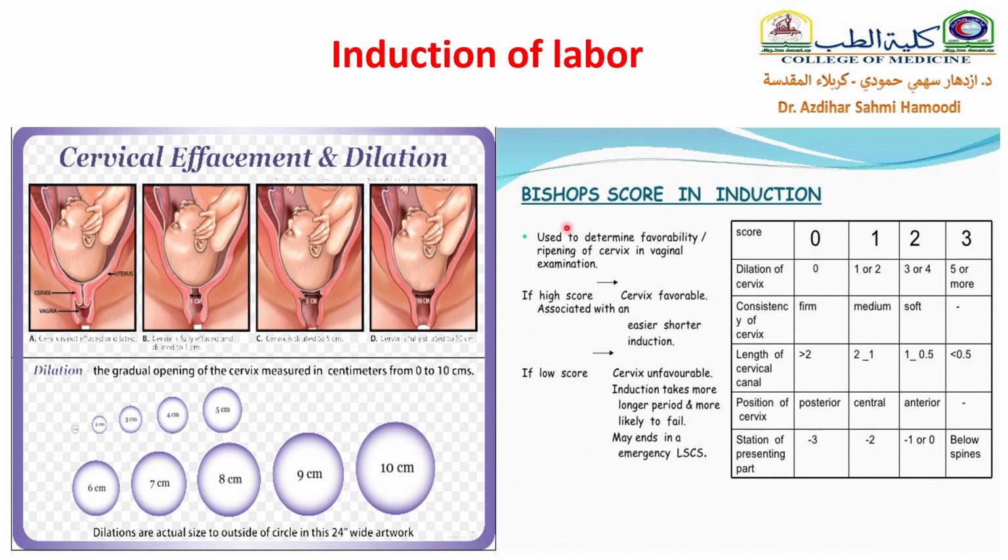This slide shows you the Bishop score in induction. It's used to determine the favorability, ripening, of the cervix in vaginal examination. If the score is high, that means the cervix is favorable and the induction will be easier and shorter. If the Bishop score is low, that means the cervix is unfavorable and induction of labor will take a longer period and is more likely to fail and end with emergency cesarean section.